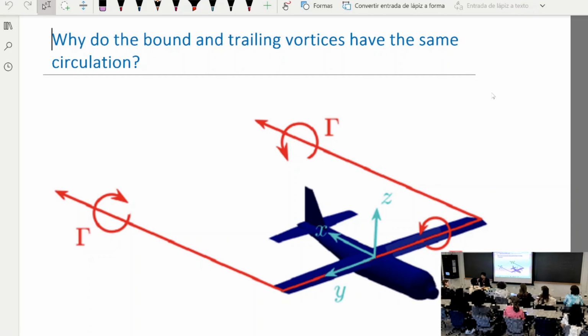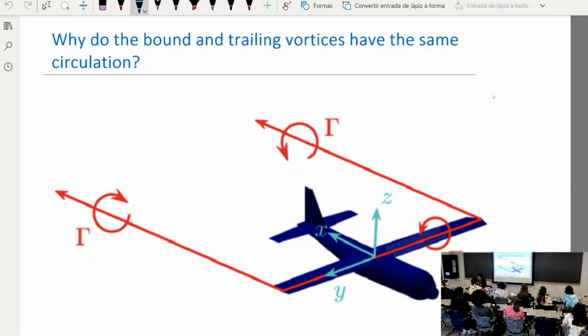All right. So another thing we can now start to explain, using the idea that any contour that does not enclose a vortex has zero circulation, is why the bound vortex has to have the same circulation as the two trailing vortices. Okay, so let's show it by this.